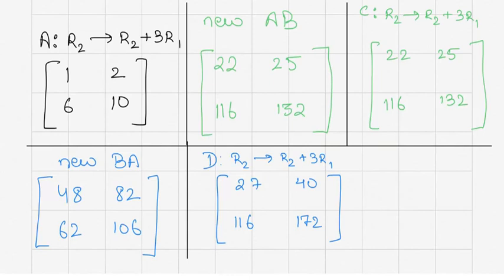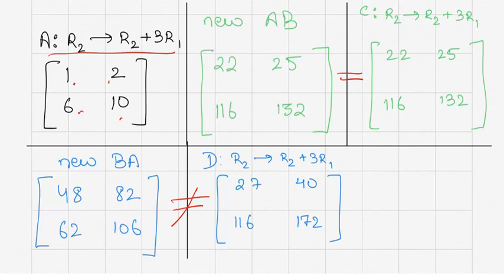Same is the case for the third type of row transformation. Here I have chosen R2 becomes R2 plus 3R1, which changes the matrix A to 1 2 6 10, and these two matrices come out to be equal while these two are not.